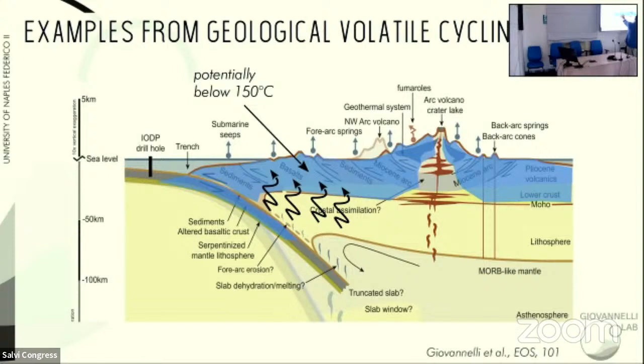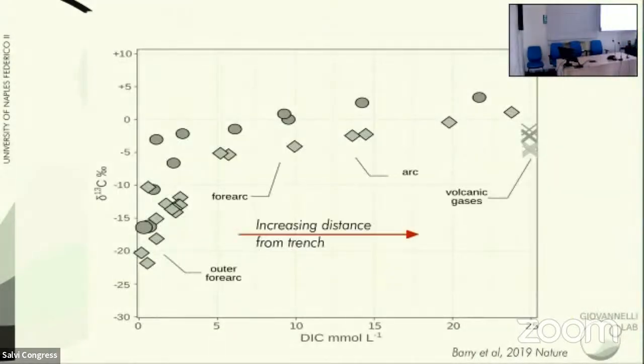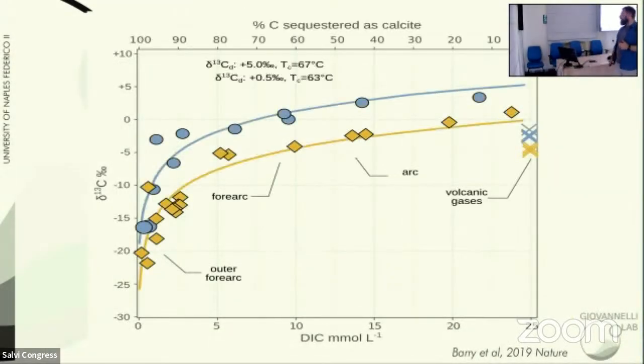And there's a lot more precipitation here, in the outer forearc and forearc, and very little up here. And we can model this, and then the next question becomes, okay, is calcite precipitated? But are microbes involved in this, right? Because this is now CO2 going to calcite. There's no direct microbial involvement.